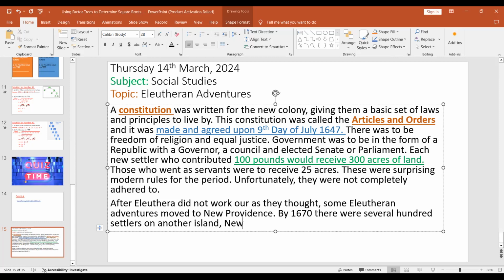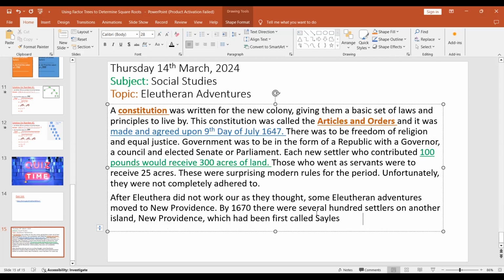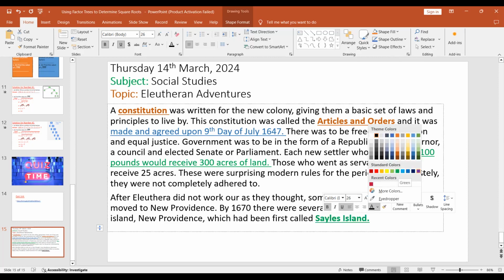New Providence. Now, like I said, it was not always called New Providence. What do you think it was called before that? Sales Island, right? It had first been called Sales Island by, it was named after who? William Sale. Very good. So they called the island Sales Island first. That was the name of it first.